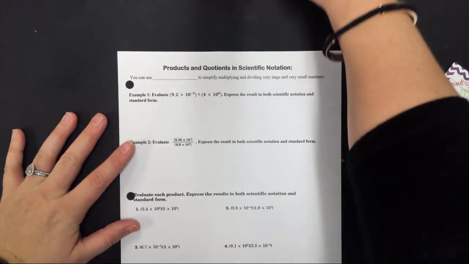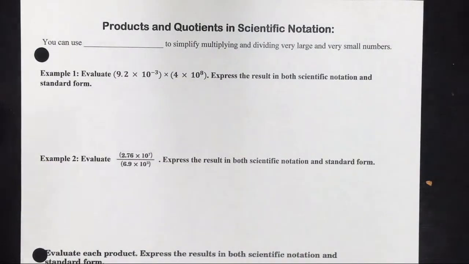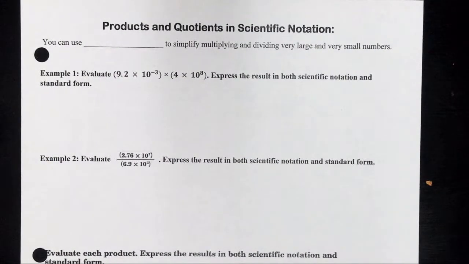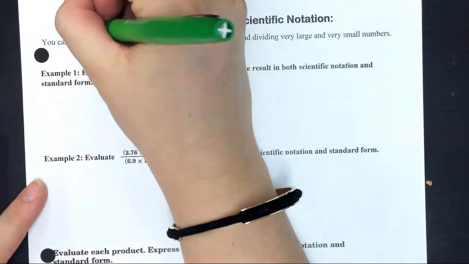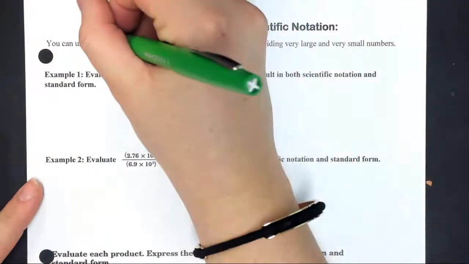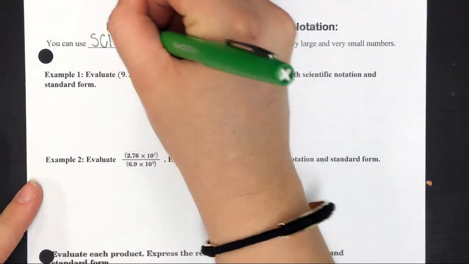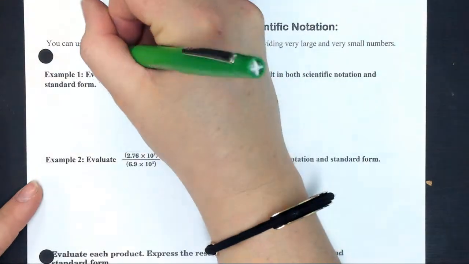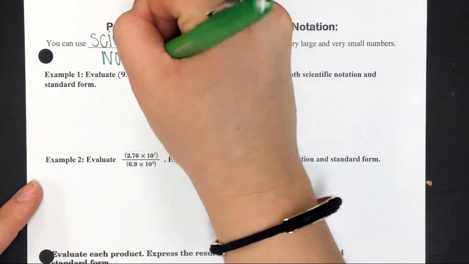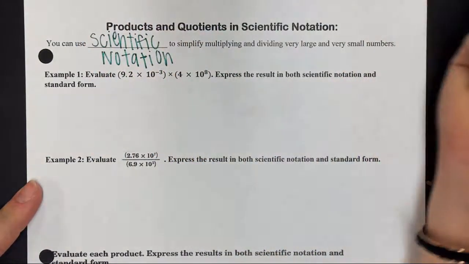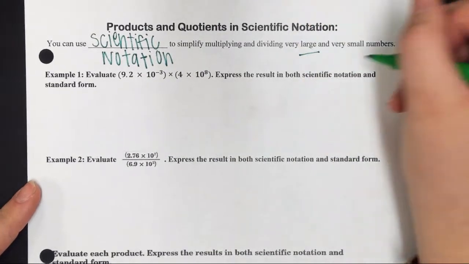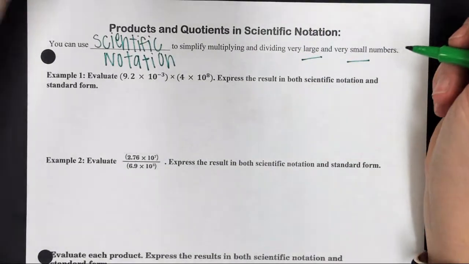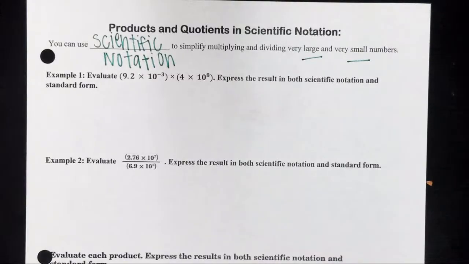Alright, here we go, guys. Products and quotients in scientific notation. Our first fill in the blank at the top is scientific notation. Scientific notation. This is what you use when you have either a very large or a very small number. Very large or very small.